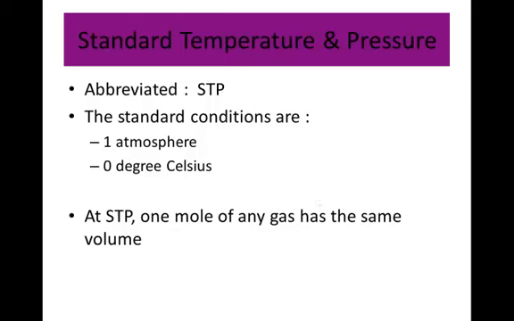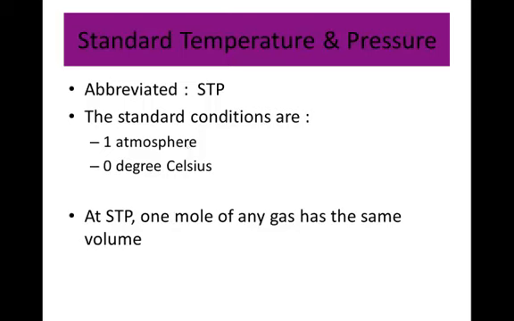Standard temperature and pressure is abbreviated STP, and that corresponds to two values. It corresponds to standard temperature, which is 0 degrees Celsius, and standard pressure, which is 1 atmosphere pressure. So whenever they say that you're at STP, that means that you're at 0 degrees Celsius and 1 atmosphere.